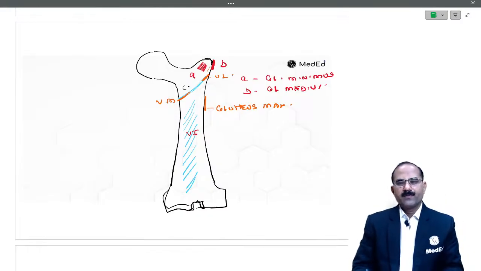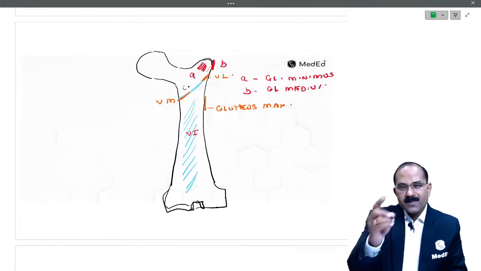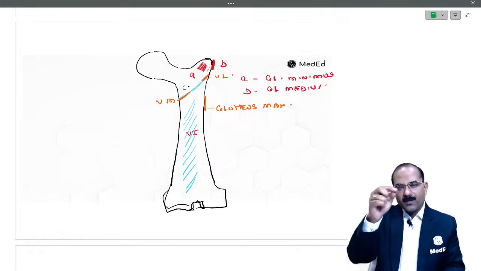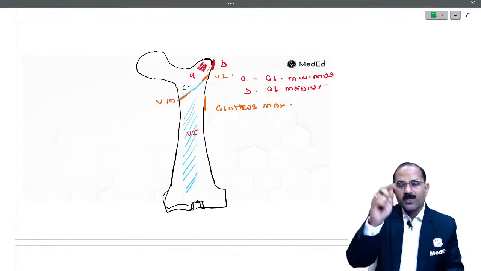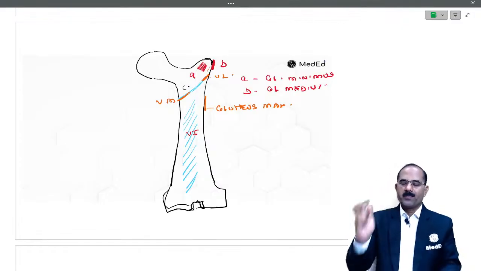Clear now? Remember the groove for popliteus. Lateral condyle, above that is the lateral epicondyle. Just below the lateral epicondyle of the femur, you get the groove for popliteus. Groove for popliteus.